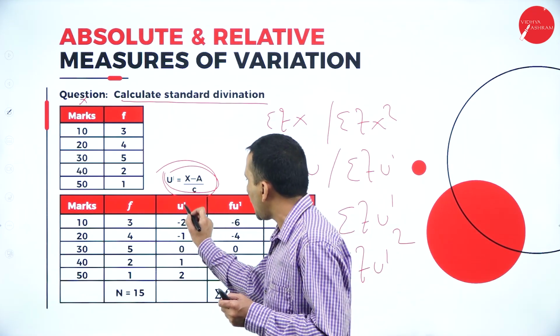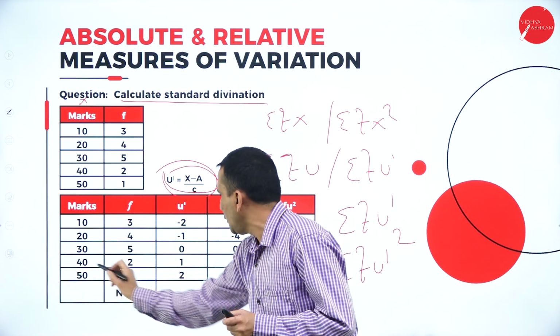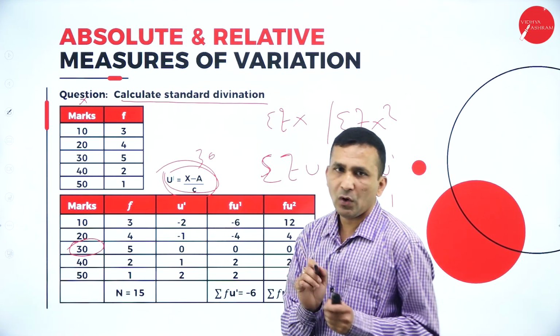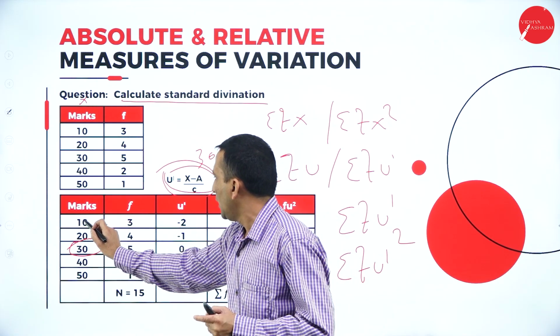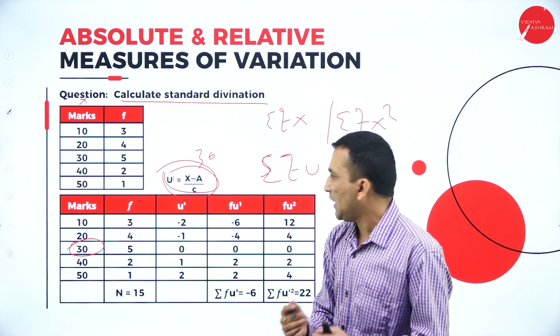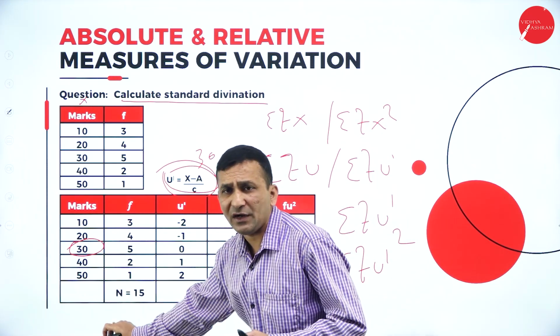U dash, how we are getting it, I have written the formula here, from the X series. You can assume any one. So in this problem I have assumed 30 as A. You can assume any one. So here, from this, 10 minus 30, 20 minus 30, divided by 10. Why do you want to take 10? Because you are getting an equal difference of 10, 10, 10, 10.